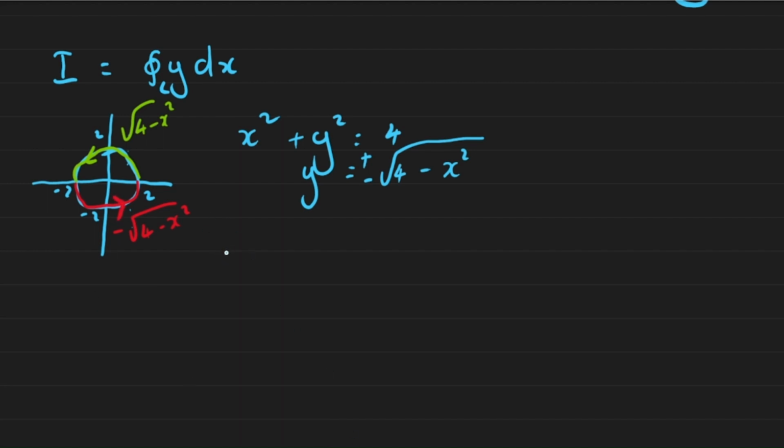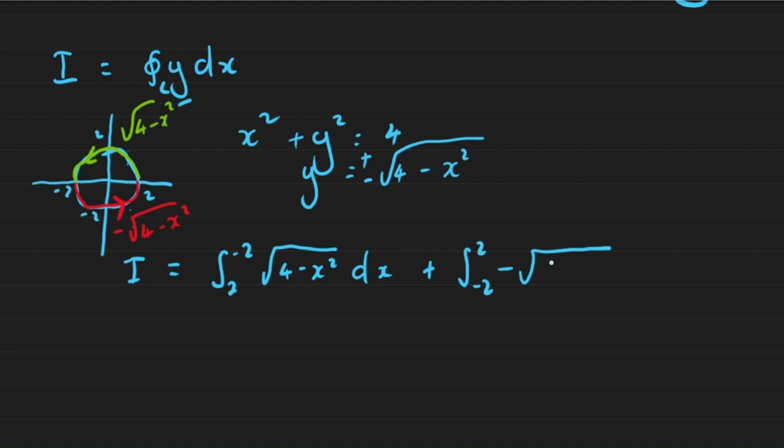So let's do this. So the top half, we're going from 2 to minus 2 of the function y. And the top half is given as the square root of 4 minus x squared dx. So this is what we're doing, evaluating the line integral. And then we're going from minus 2 to 2 of minus the square root of 4 minus x squared dx.